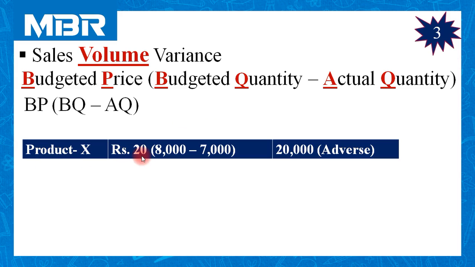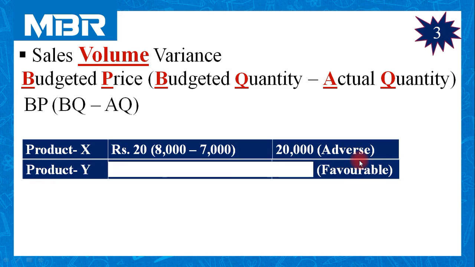Product X, budgeted price rupees 20, budgeted quantity 8,000 units minus actual quantity 7,000 units. 8,000 minus 7,000 is equal to 1,000 multiplied by rupees 20. So 20,000, and as the quantity of actual sales is decreased, it is adverse.